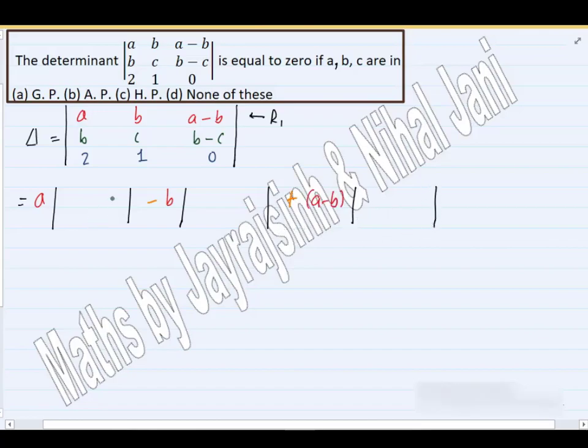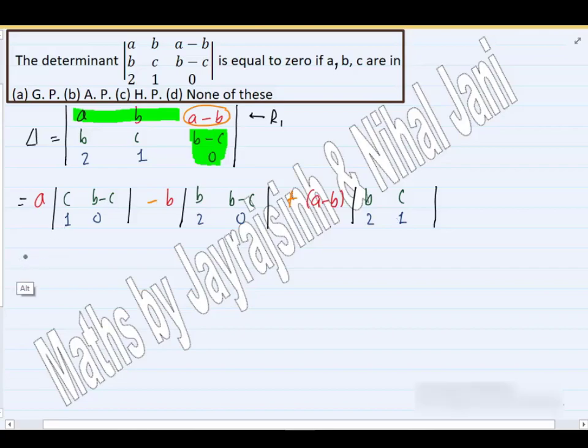Okay, now fill first determinant by eliminating first row, first column will give us C, B minus C and 1, 0. Now quickly move to the next element, which is in first row, second column. So we'll get B, B minus C and 2, 0. And similarly the last determinant will be B, C, 2, 1.